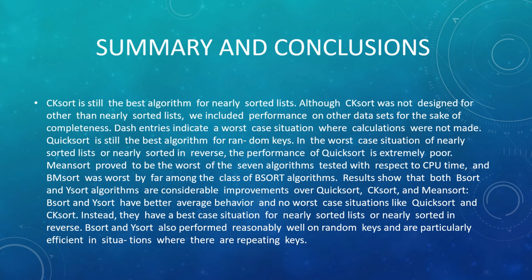In the worst case situation of nearly sorted lists or nearly sorted in reverse, the performance of quicksort is extremely poor. Mean sort proved to be the worst of the 7 algorithms tested with respect to CPU time, and BM sort was the worst by far among the class of B sort algorithms. Results show that both B sort and Y sort algorithms are considered improvements over quicksort, CK sort, and mean sort. B sort and Y sort have better average behavior, with no worst case situations like quicksort and CK sort. Instead, they have a best case situation for nearly sorted lists or nearly sorted in reverse.